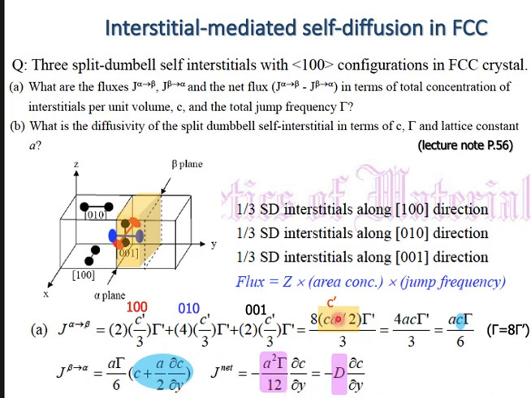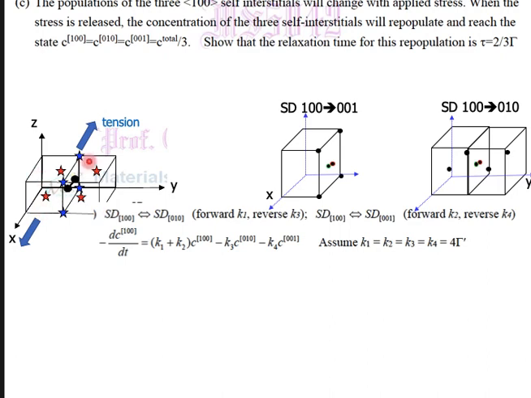Regarding question C, people are going to apply a stress along the x-axis on these materials, so apply a tension stress. And when the stress is released, the concentration of the self-interstitials will repopulate and reach a state with a uniform, even concentration of interstitial defects. And please show the relaxation time for this repopulation is expressed like this.